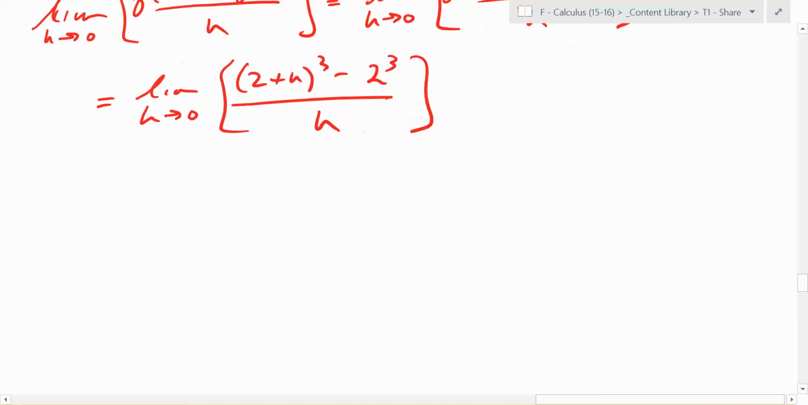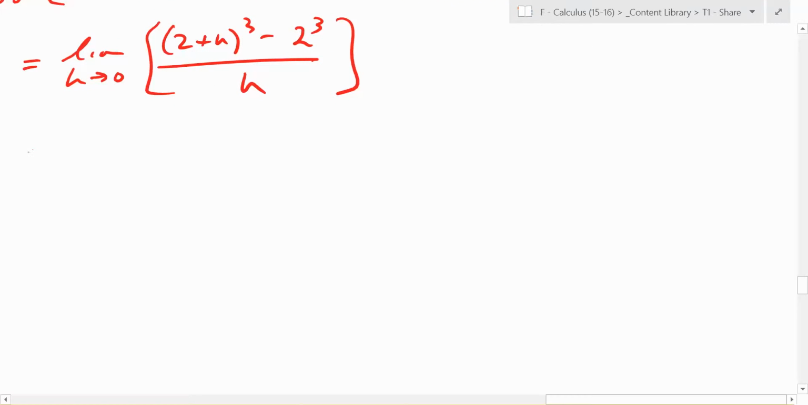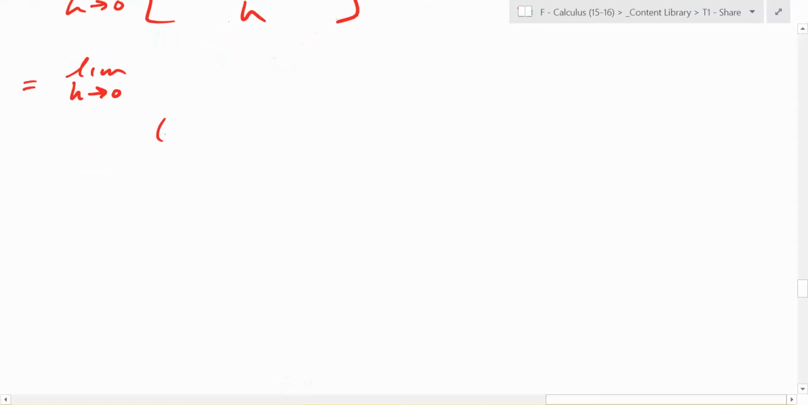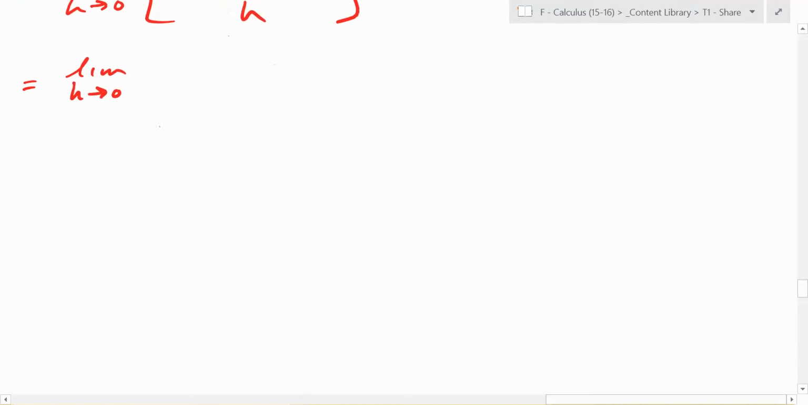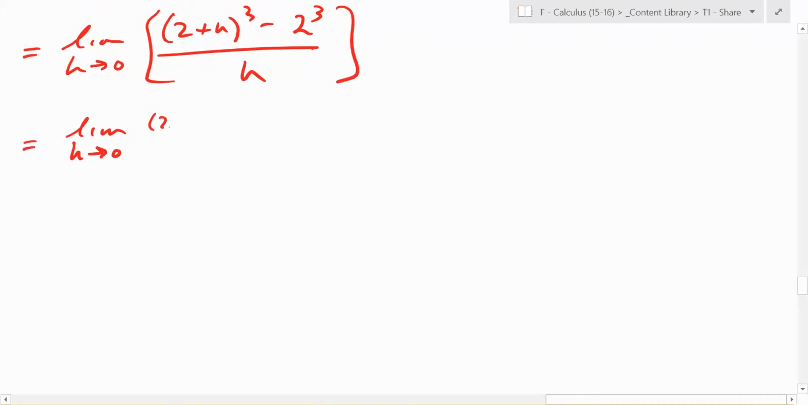So what do you have to do at this point? Simplify. Yes, but give me another verb. What do you have to do to the top? Expand, right? So you have to expand the cube, and this is just being careful with your algebra. So you have 2 plus h times 2 plus h times 2 plus h, like this.